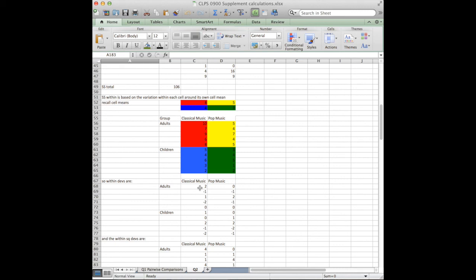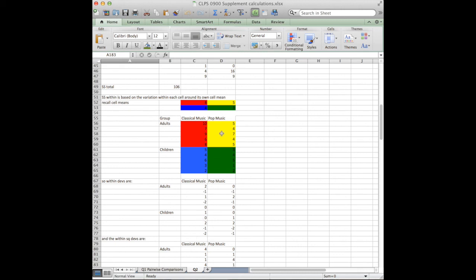And then you do the same for everything in this cell. And then likewise, you would do the same for B, but this time you would be comparing it to the cell mean for B. So you would be doing 5 minus 4 is equal to 1. 4 minus 4 is 0. And do the same thing for everything in the blue cell.